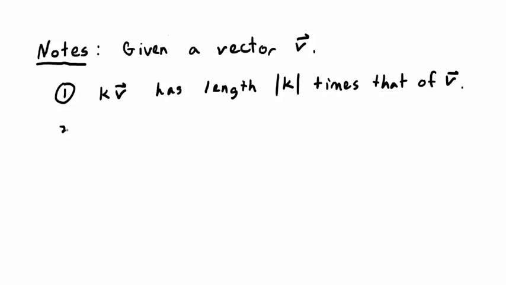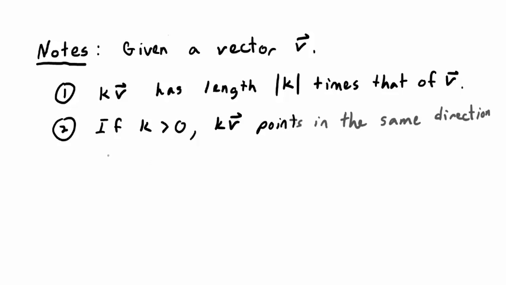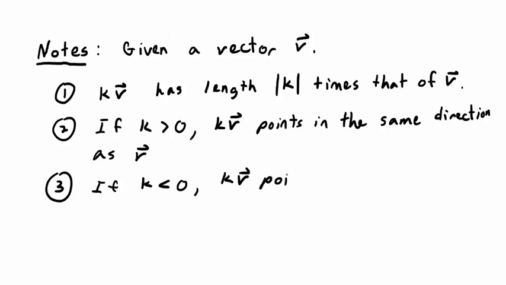And then we should say this. Note number two, if k is greater than 0, k times v points in the same direction as v. And note number three, if k is less than 0, then k times v points in the opposite direction as v.